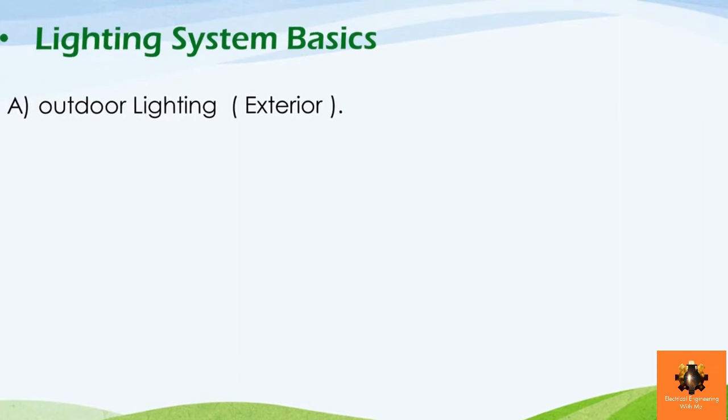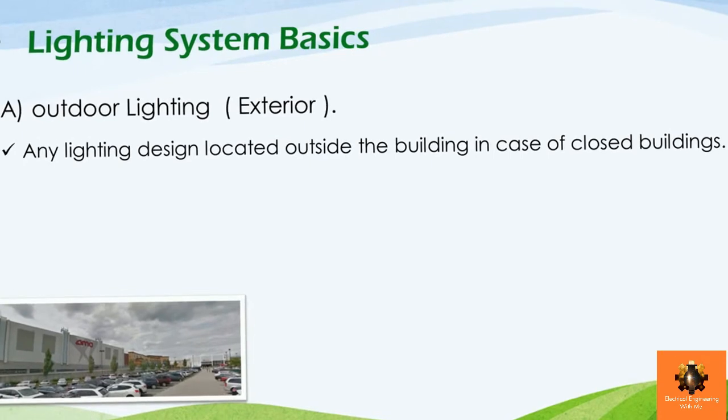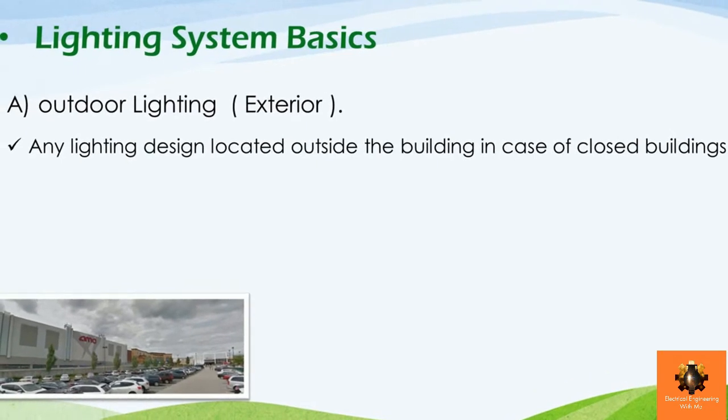Alright, now let's go to the second type, which is the exterior lighting system design, or the outdoor design. Here its definition is the inverse of the interior design, as it's any lighting design that is located outside the building in case of closed buildings. So for any closed building, any design that is located outside it will be an exterior design. An example of that exterior design is the parking outside the mall, for example. So the street lighting outside the mall is an exterior lighting design.